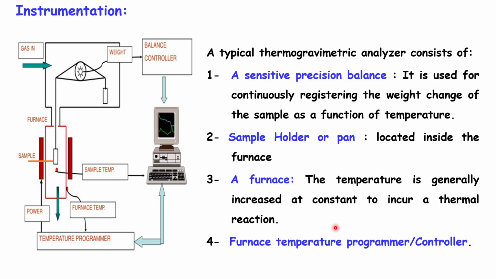The temperature is gradually increased at a constant rate and the sample is subjected to thermal reactions. Now the fourth one is the furnace temperature program or the controller. Here this is the microprocessor, which is used to control the temperature of the furnace. The temperature of the furnace can be recorded with the help of the thermocouple. Thermocouple is the temperature sensor and it is connected to the microprocessor.